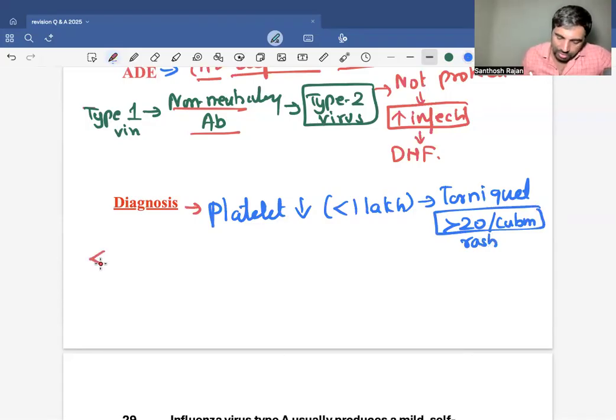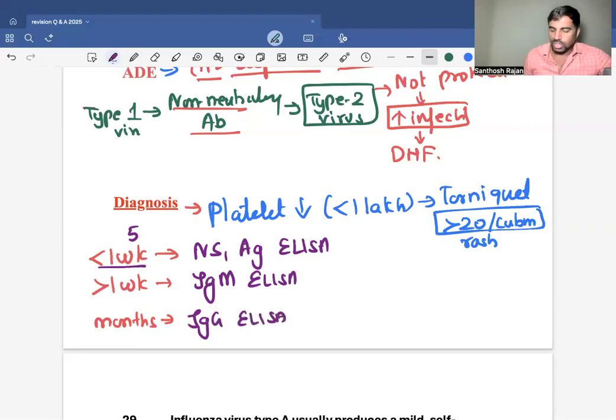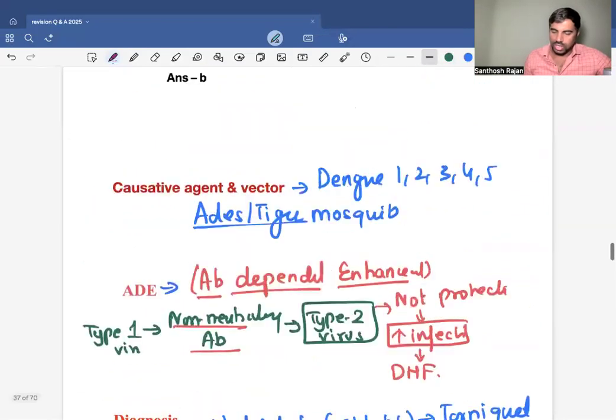Now what happened? You can classify the diagnosis within 1 week, more than 1 week, and for months. If it is already months, it's not significant. Within 1 week the best is NS1 antigen, or in some books it's written 5 days. NS1 antigen ELISA is the best one, but if it's more than 1 week, you depend on IgM ELISA. For long months, IgG, not that important. It's only to know whether the patient had a history of dengue or not.